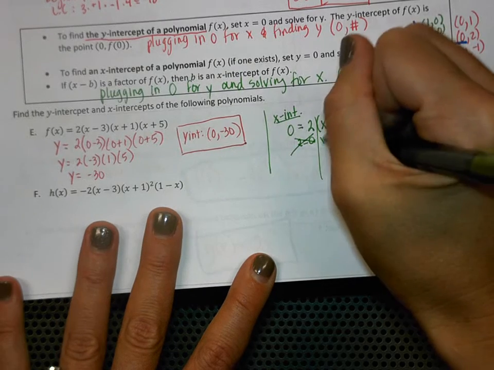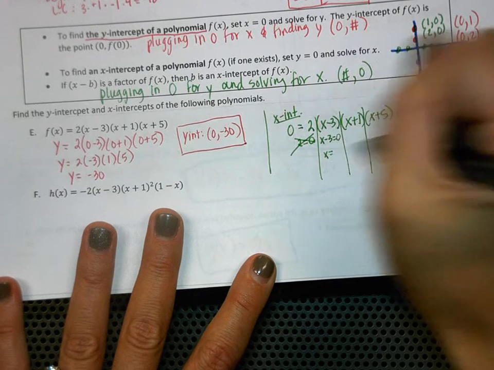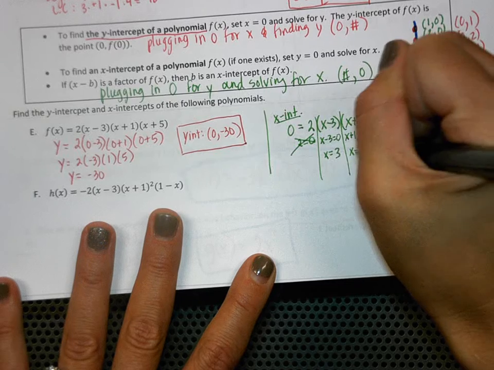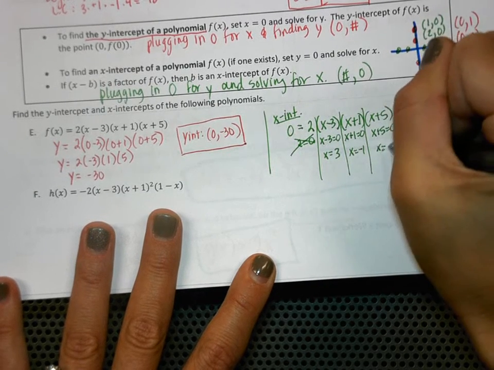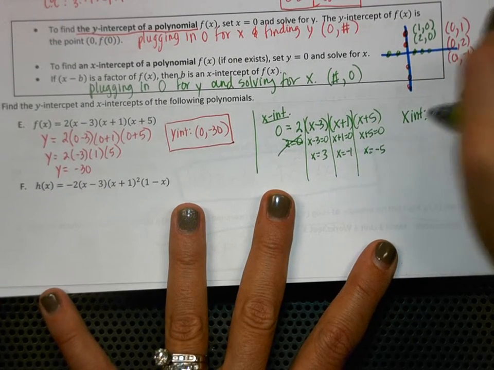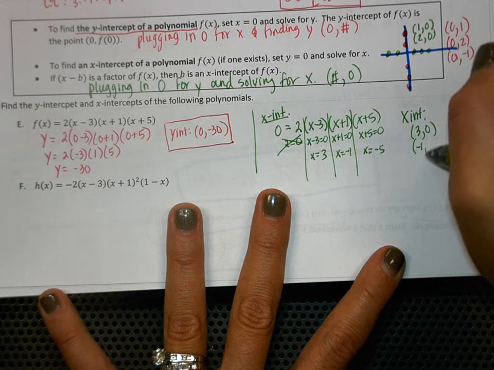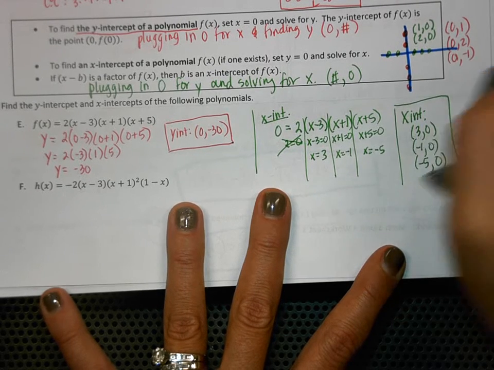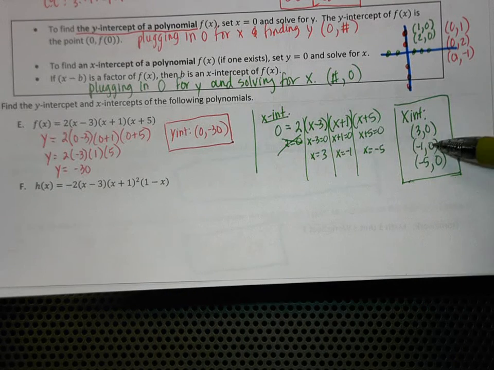Okay? X minus 3 equals 0. And when I solve that, I'll end up getting x equals what? 3. Okay? This one, x plus 1 equals 0 would give me x equals negative 1. And this next one, x plus 5 equals 0 would give me x equals negative 5. And then we want to write each of those as ordered pairs. So x-intercepts would end up being 3, 0, negative 1, 0, and negative 5, 0. So that means this graph, the line is going to go through it, or the function is going to go through each of these points on the x-axis.